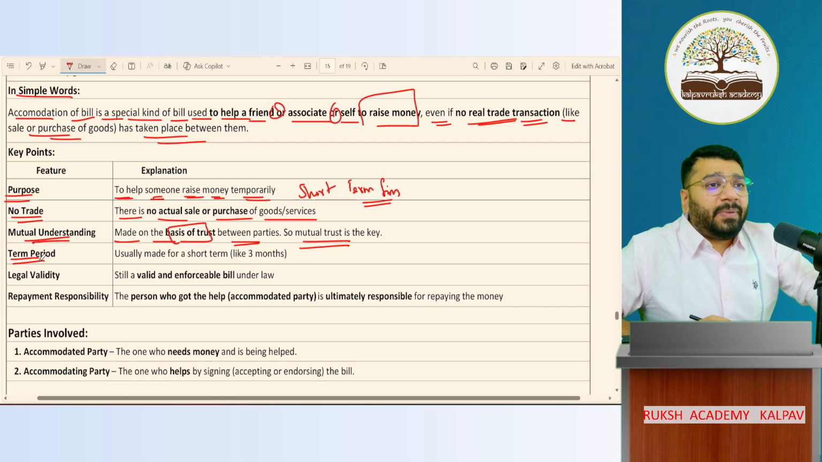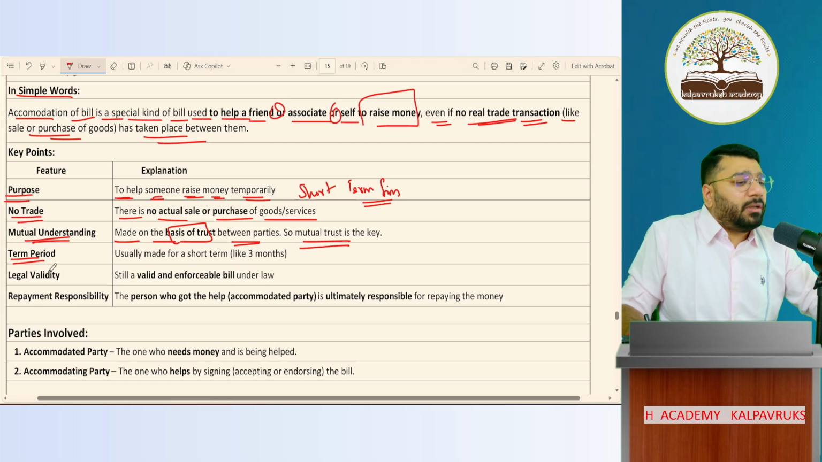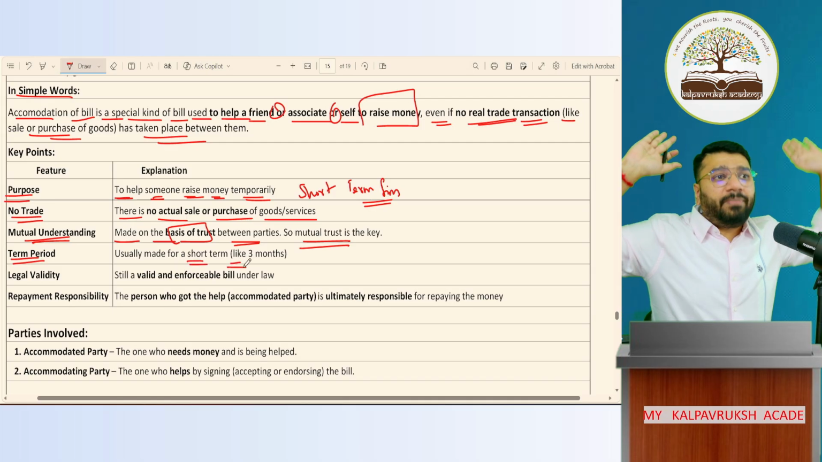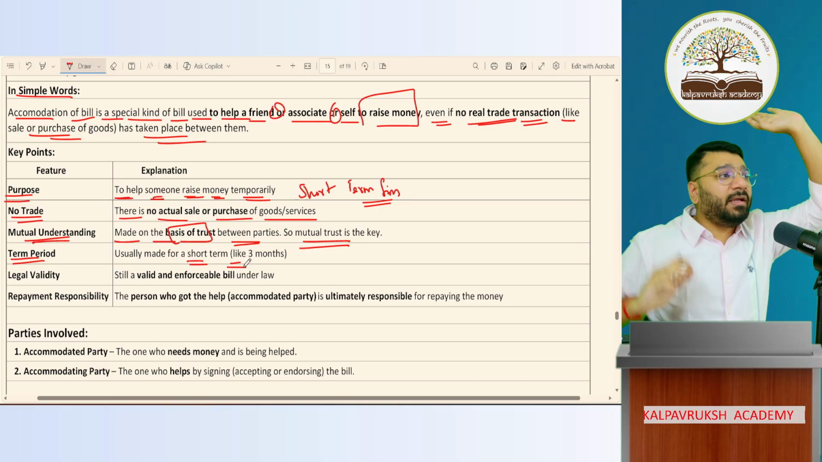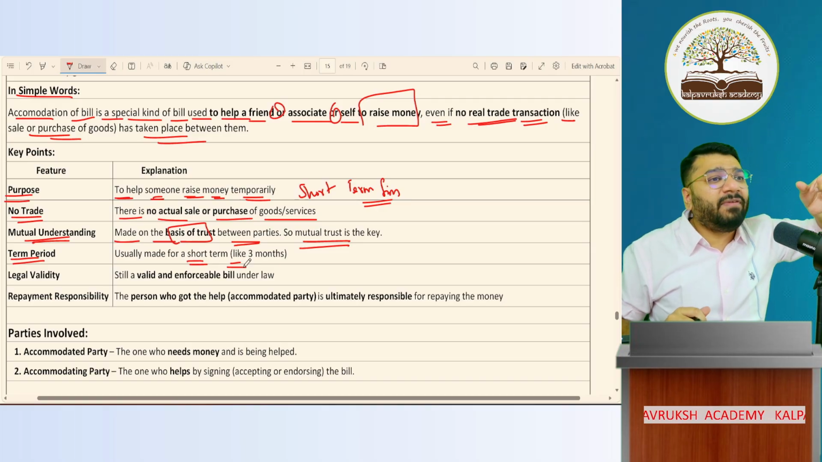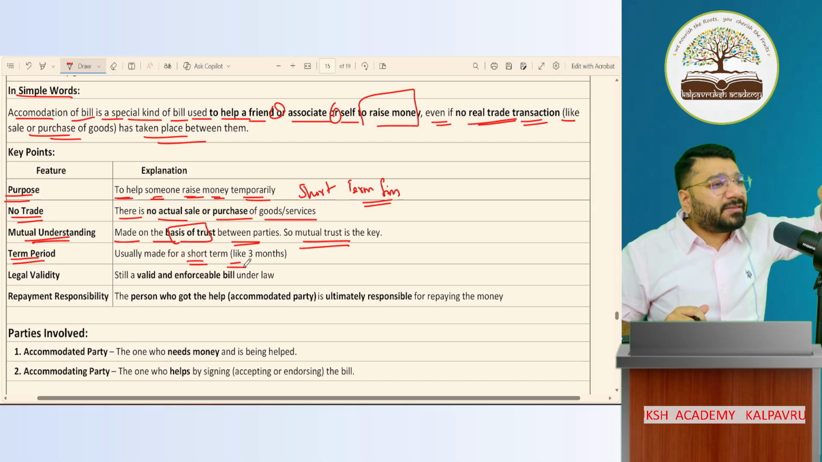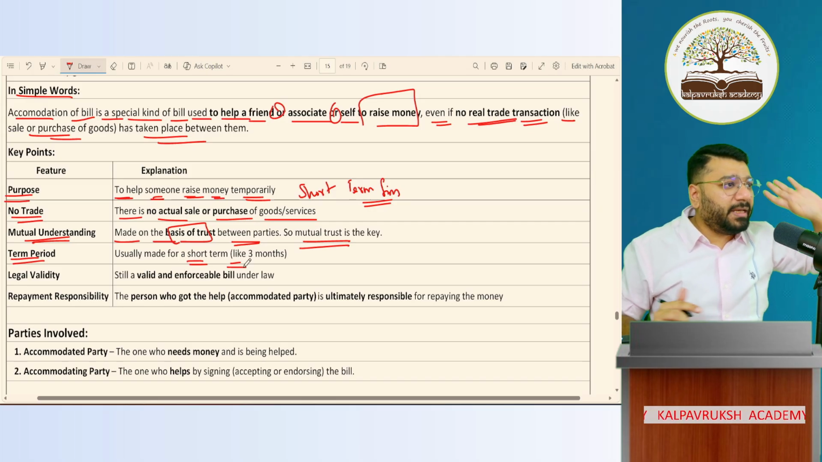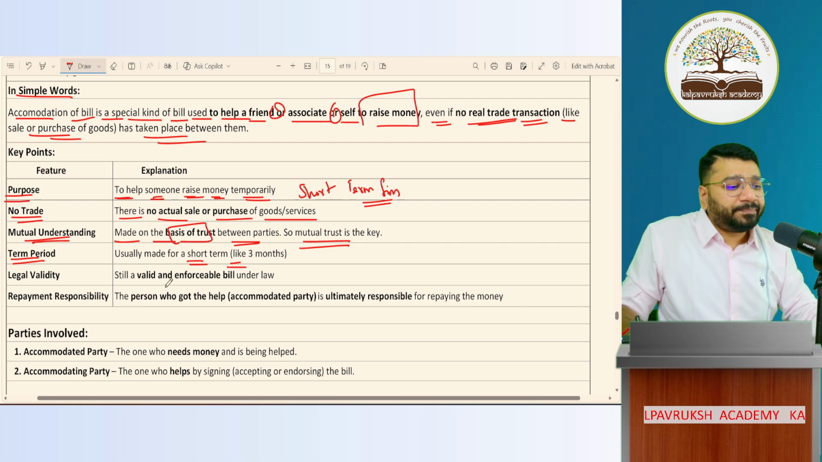Since I said short term, this entire arrangement will be for a short term period, for let's say 1 month, 2 months, 3 months, 4 months, 5 months, 6 months, not for a long period. You cannot draw a bill for, let's say, 1 year, 2 years. It's for a very short term period: 15 days, 30 days, 45 days, 60 days, 75 days, 90 days. Got it? Not got it? This arrangement is for a short term period.